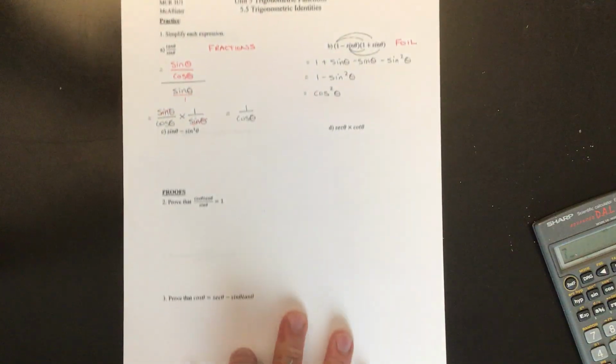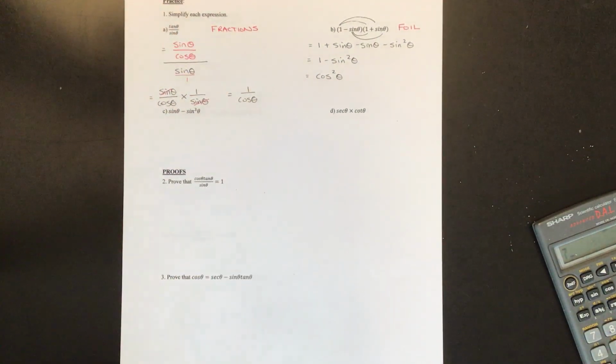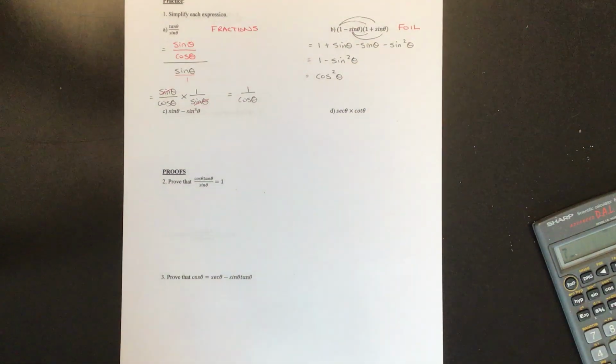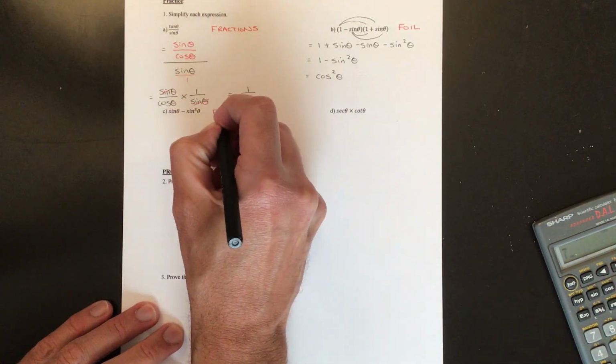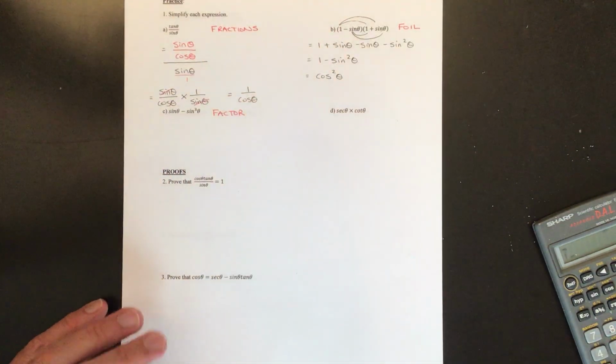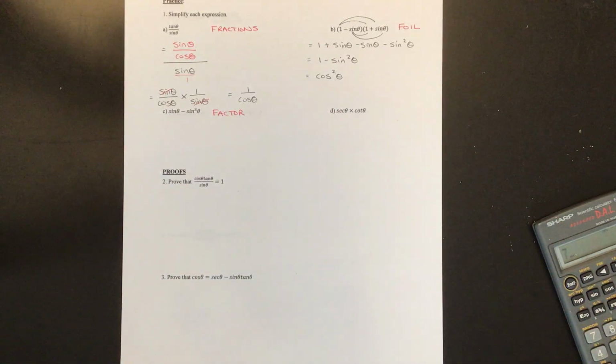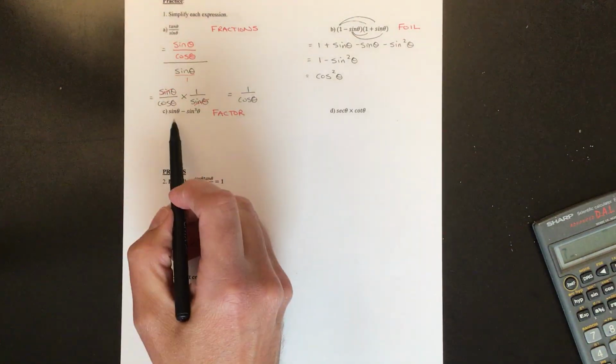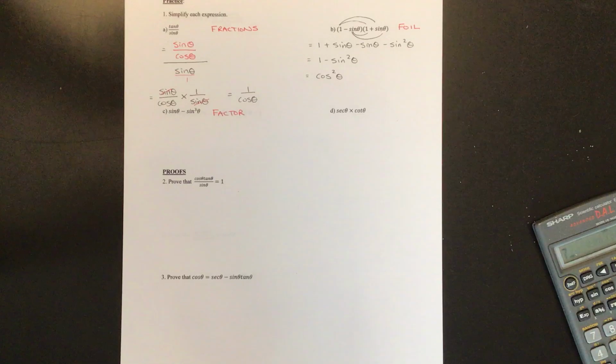Moving on to C. Sine theta minus sine cubed. Well, in B, if we're able to FOIL with identities or with trig ratios, then we should be able to do the opposite. And the opposite of FOILing is factoring. So you can actually factor in identities as well. Now, again, if we treat sine theta as if it was a variable, and this was x minus x cubed, then that would be a bit easier, right? I know how to factor that.